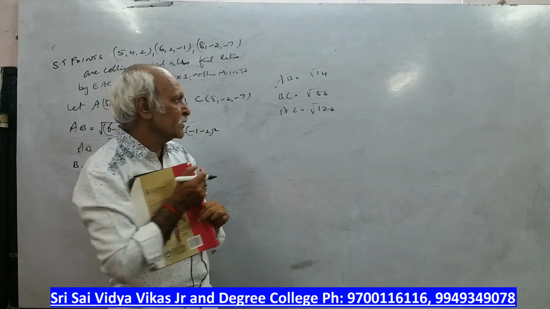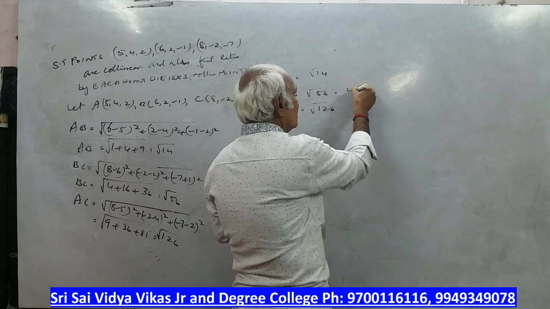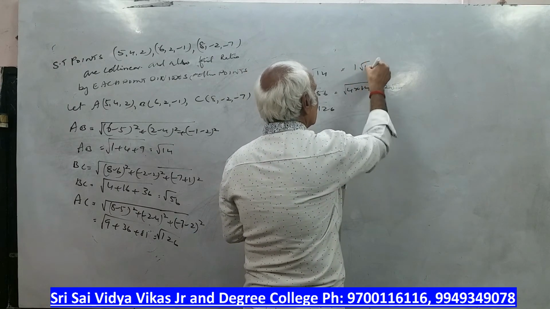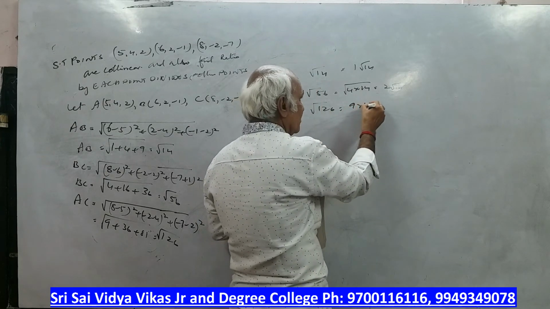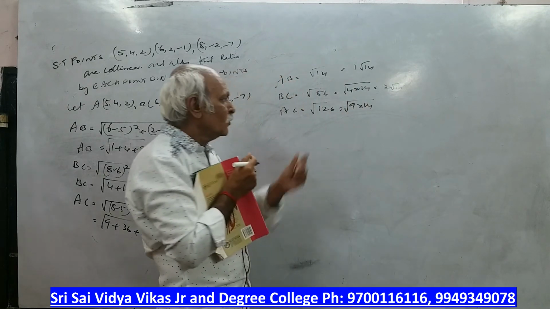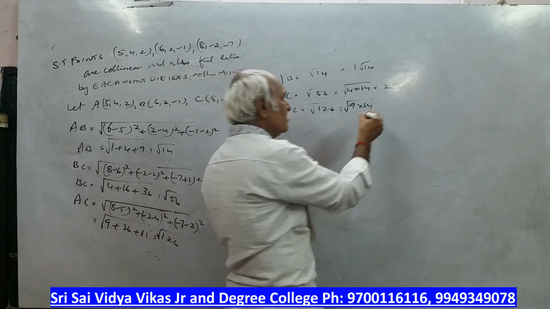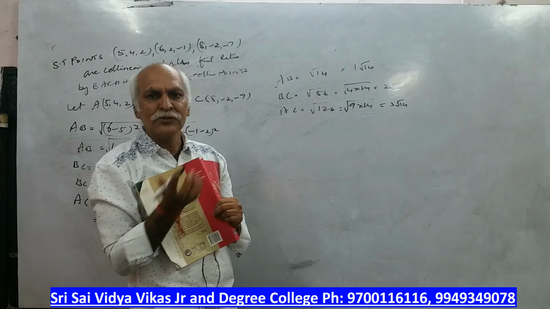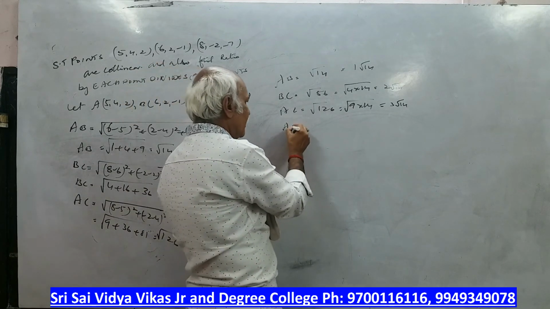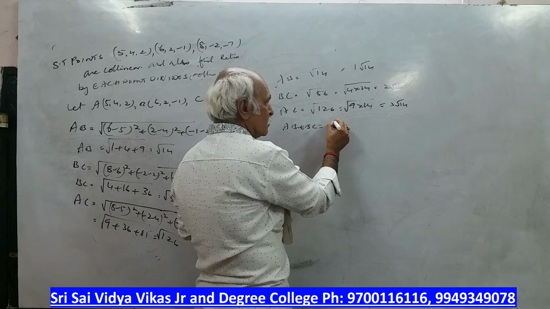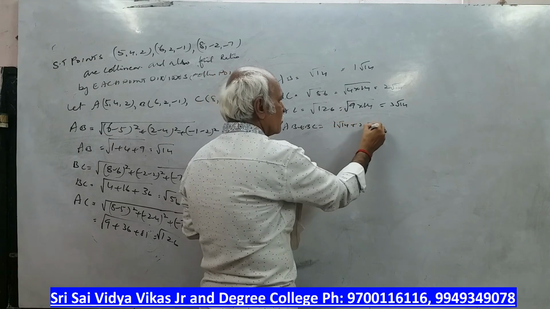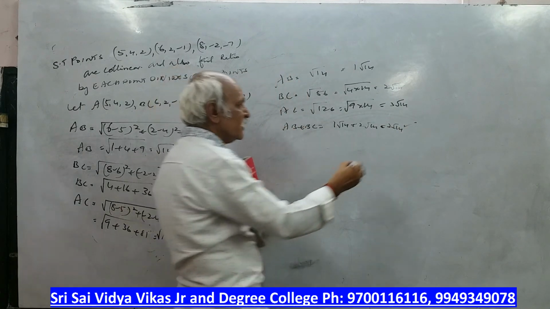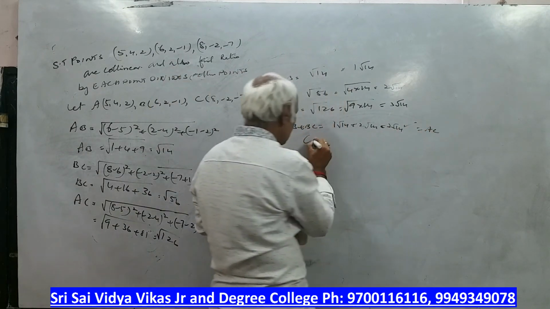Please understand here. Root 14 is 1 root 14. Root 56 can be written as 4 into 14, so 2 root 14. Root 126 can be written as 9 into 14, so this becomes 3 root 14. Collinear means any two, if you add them, you should get the third one. AB plus BC is equal to 1 root 14 plus 2 root 14, which is 3 root 14. It is equivalent to AC. Therefore, collinear.